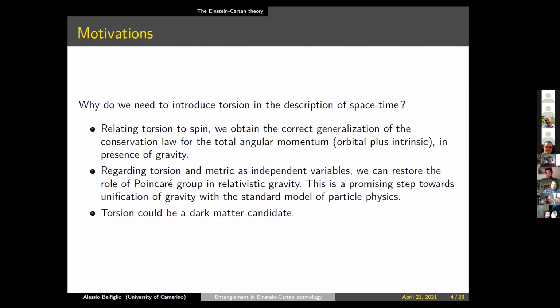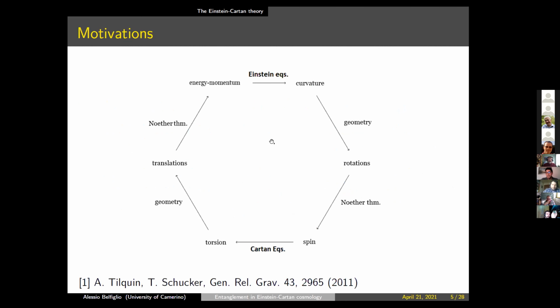At the same time, if we introduce torsion as a geometric quantity that is unrelated to the metric, we can restore the role of the Poincaré group that is very important in the standard model of particle physics, but it's not in general relativity. So if we introduce another geometric element, that is torsion in this case, we can restore the role of the Poincaré group. And from the physical point of view, there are several works in which torsion is considered a possible dark matter candidate, and I will come back briefly to this part. So in general, this is the idea that the presence of torsion and the relation between torsion and the spin of particles is able to close this diagram and to restore the role of translation, and so of the full Poincaré group in the theory of gravity.